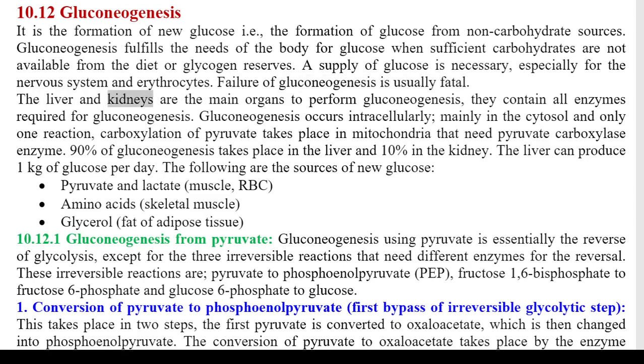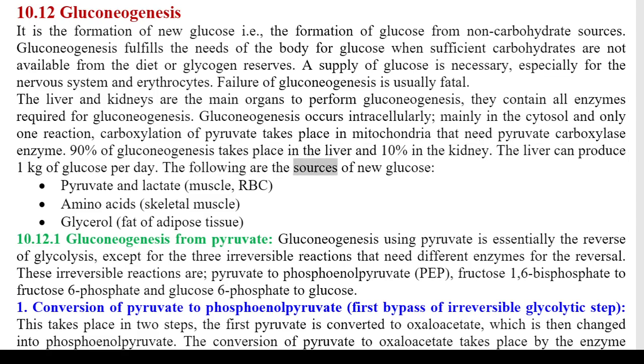The liver and kidneys are the main organs to perform gluconeogenesis. They contain all enzymes required for gluconeogenesis. Gluconeogenesis occurs intracellularly, mainly in the cytosol, and only one reaction, carboxylation of pyruvate, takes place in mitochondria that needs pyruvate carboxylase enzyme. 90% of gluconeogenesis takes place in the liver and 10% in the kidney. The liver can produce 1 kg of glucose per day.